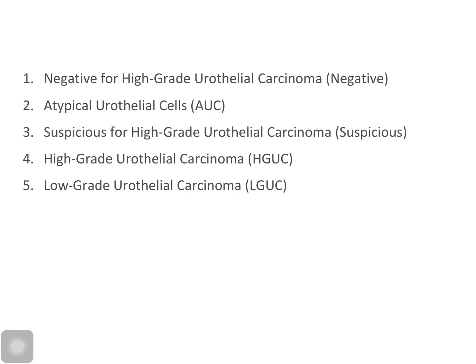The Paris system of urinary cytology subclassifies the diagnosis into 5 categories. Firstly, negative for high-grade urothelial carcinoma, which is considered as negative. Second, atypical urothelial cells. Third is suspicious for high-grade urothelial carcinoma, fourth is high-grade urothelial carcinoma, and the fifth part is the last part, that is low-grade urothelial neoplasm.